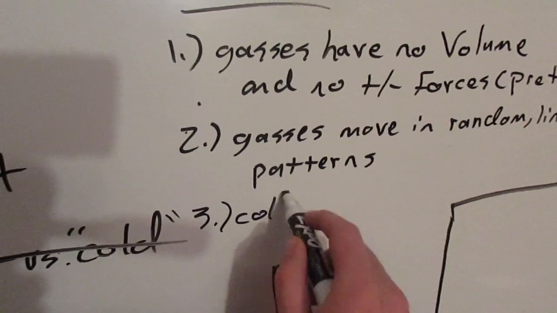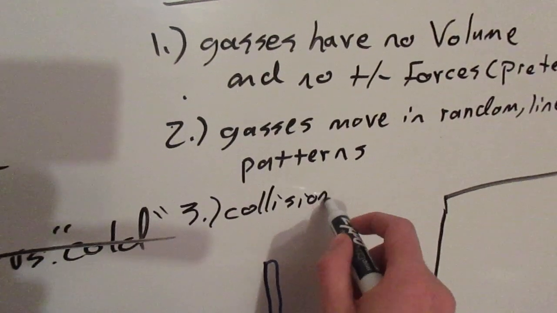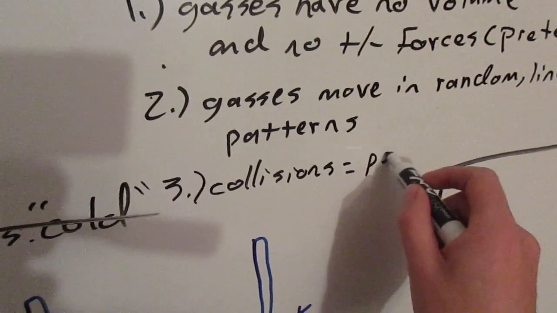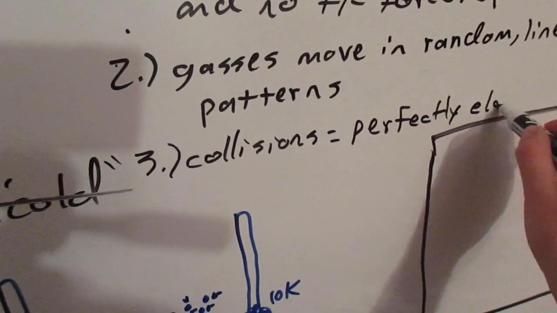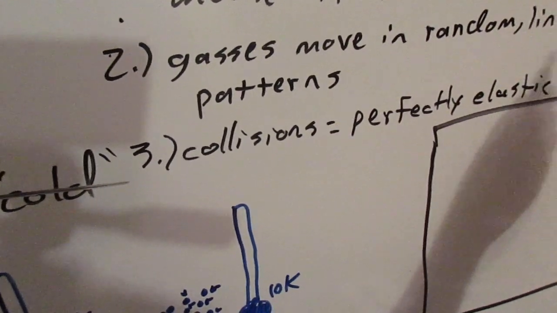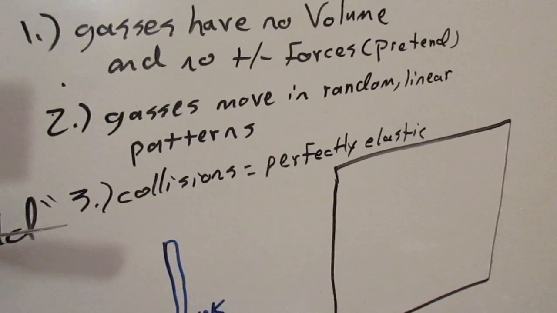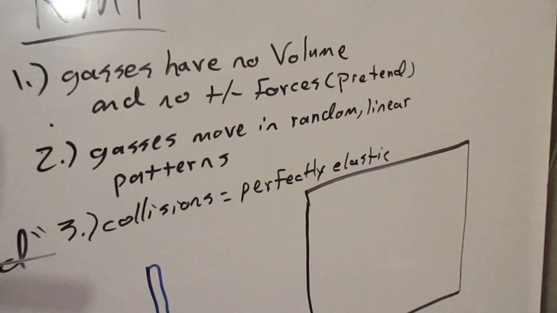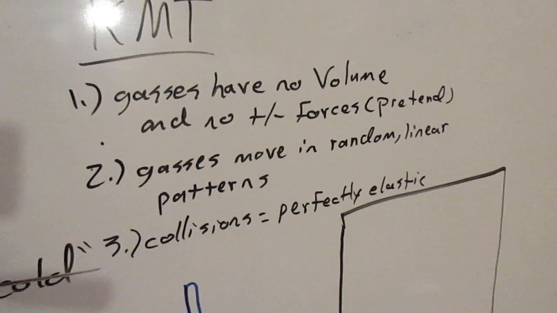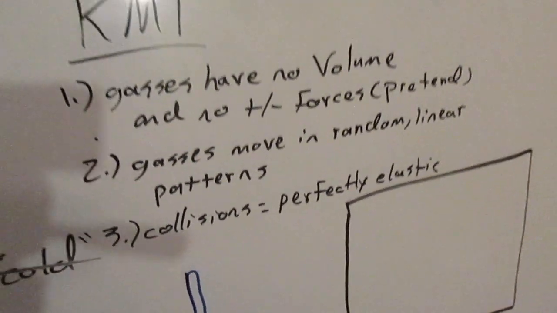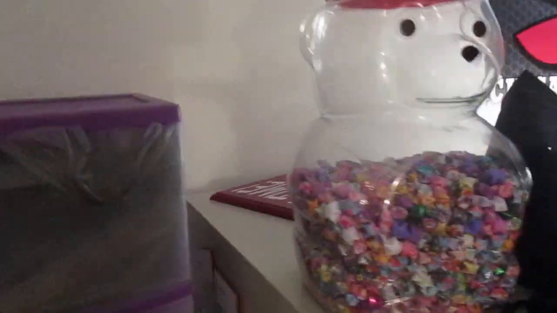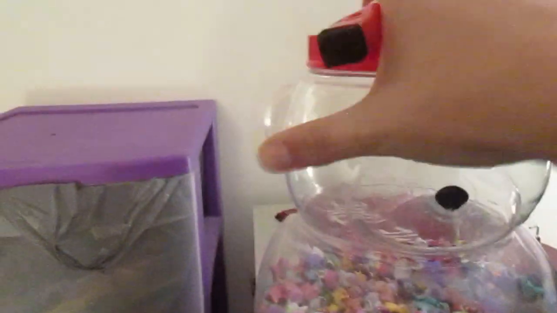Number 3, collisions are perfectly elastic. I was trying to think what I could show you guys that could be a collision, and I actually have something that might work here. Going up here, my wife made this paper star jar. As you can see, it's just a big old teddy bear kind of thing.